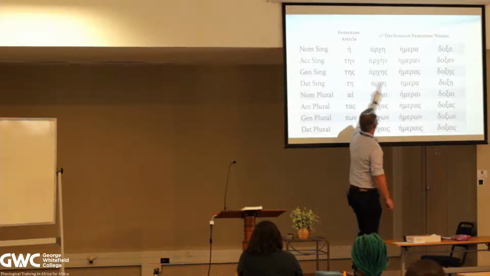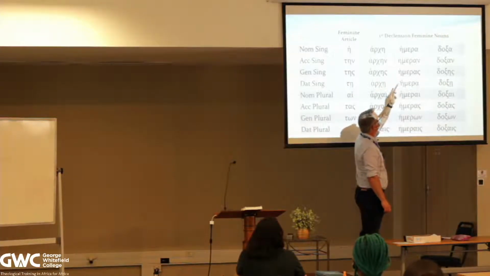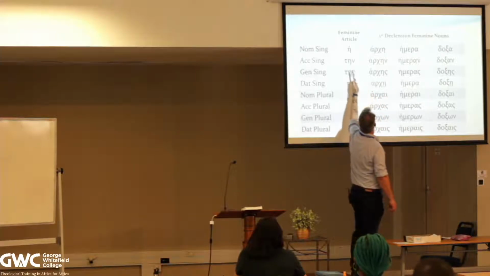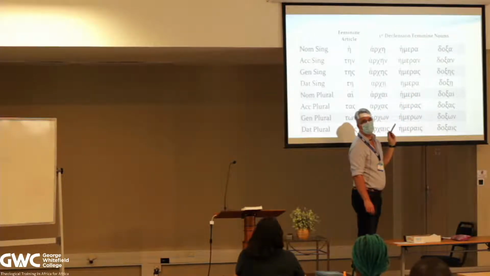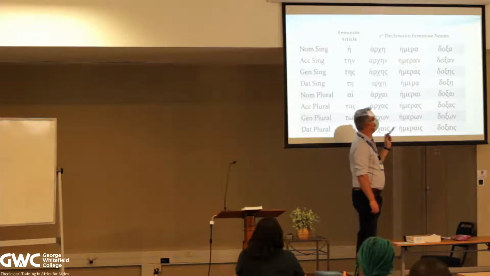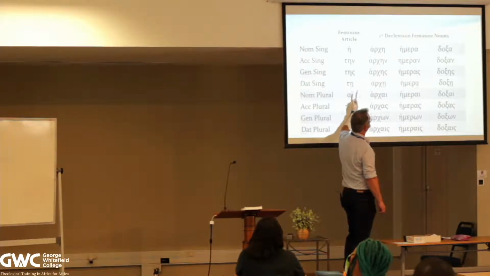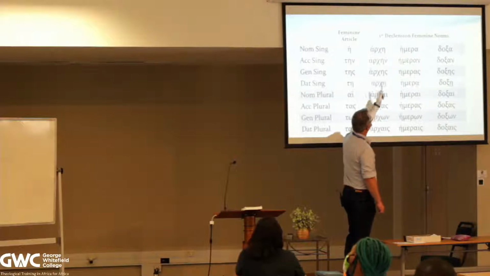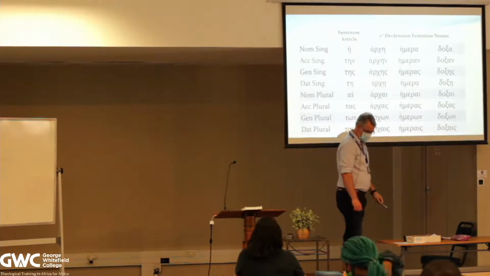Tes hemeras. It's going to agree, but it's going to have the eta there and the alpha there. And it's going to be tes doxes, for instance. Yeah? They're going to agree with each other. They might just not look the same. That's okay. We can agree with each other and look different. That's good. All right? Okay, this is agreement. This is what it's going to look like for the first declension feminine nouns with their article.